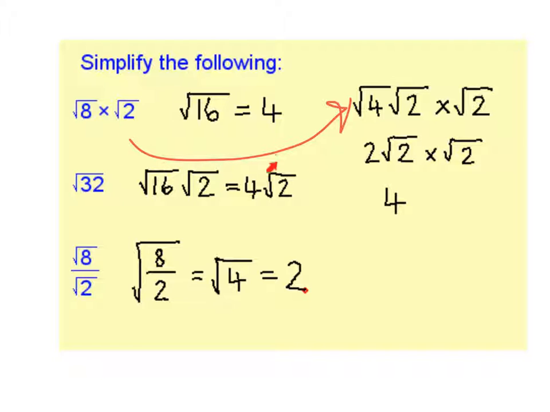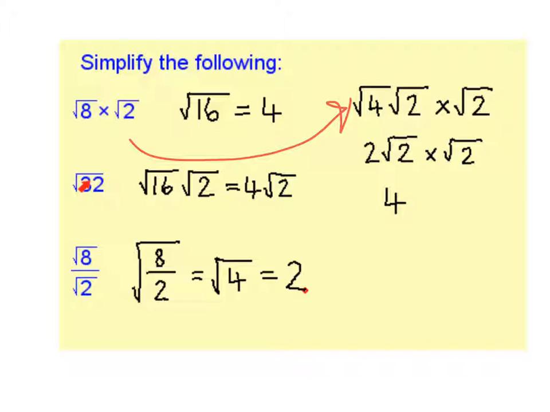Or another way to do it would be to rewrite root 8 as root 4, root 2, because 4 times 2 is 8, and then to still keep root 2 as root 2. So root 8 times root 2 is the same thing as root 4, root 2, multiplied by root 2, and the square root of 4 is 2, so we have 2 root 2 multiplied by root 2, and we know root 2 multiplied by root 2 is 2, so it becomes 2 multiplied by 2, which again is 4. So this is another way of doing it.